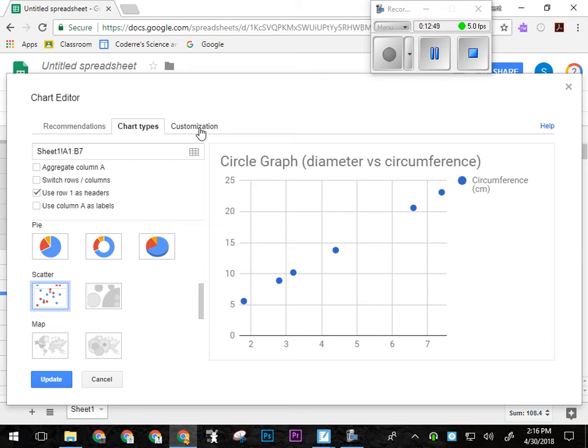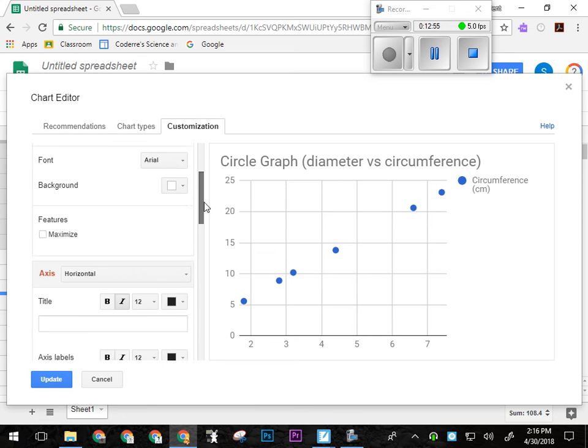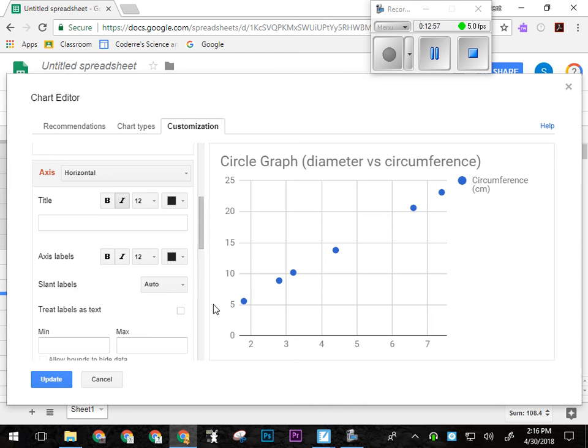Okay, then back to customization here. I've already changed the title, and that goes right here. Then I'm down here where I can put in labels for each axis. I'm on axis, and right now it's the horizontal or x-axis. So what title do I want? Well, diameter is there, so I'm going to write that it's diameter in centimeters.